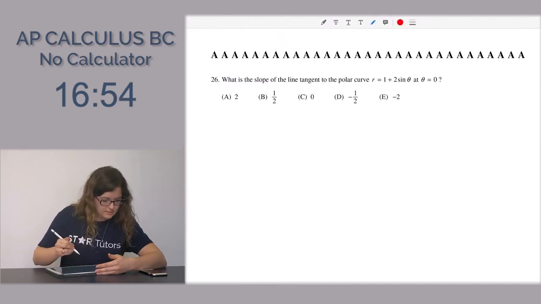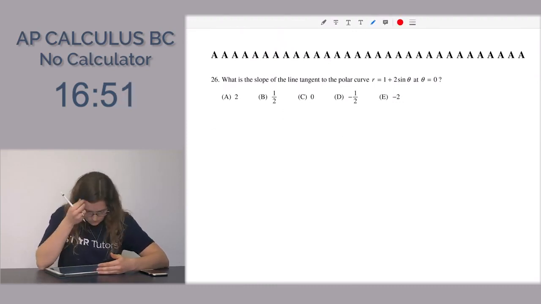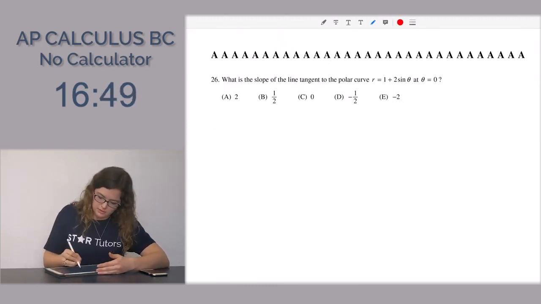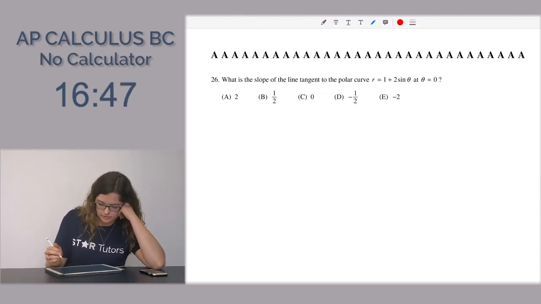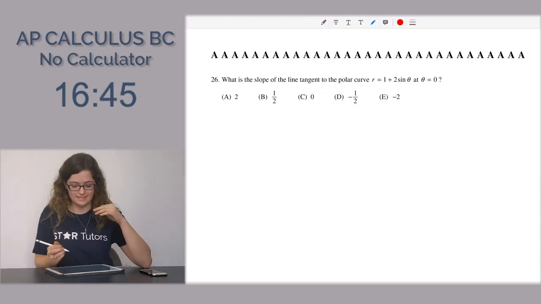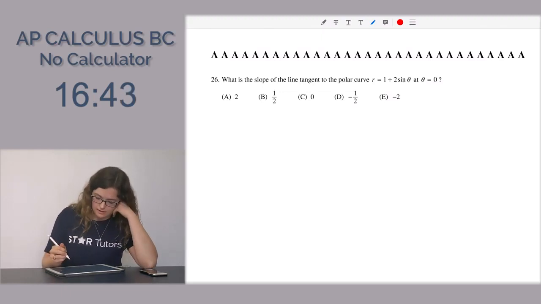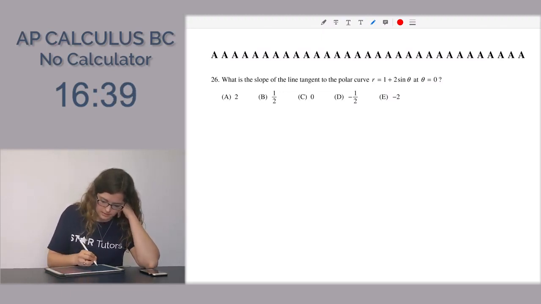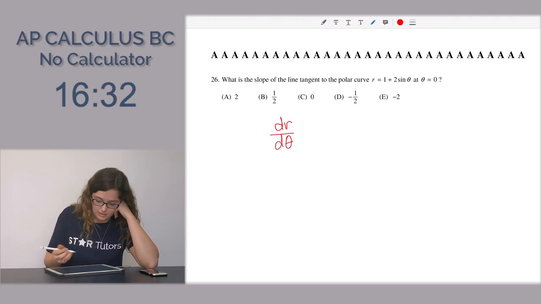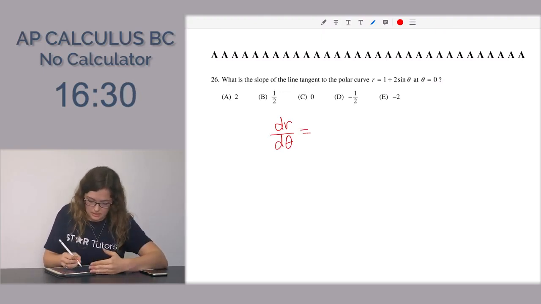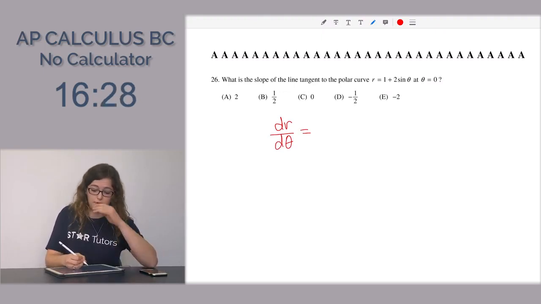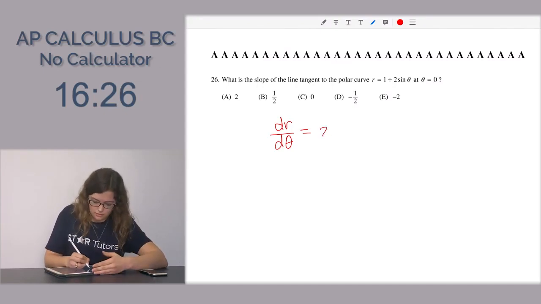Okay, 26. We have 17 minutes left. What is the slope of the line tangent to the polar curve? Oh goodness, polar. This is a BC topic also. So we need to take the derivative, since we want the slope of the tangent line. Let's do dr/dθ. r is a function of theta, so I need to take the derivative with respect to theta. The derivative of 1 is 0. The derivative of 2 sine is 2 cosine theta.